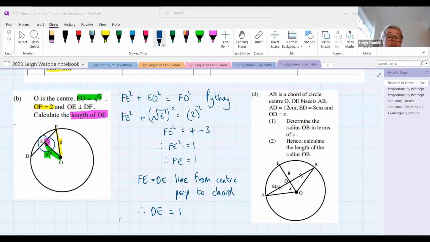So that is an example of how we would use line from center perpendicular to chord. Everybody good with that? Is it making sense? Are we happy? Thumbs up. Take screenshots.